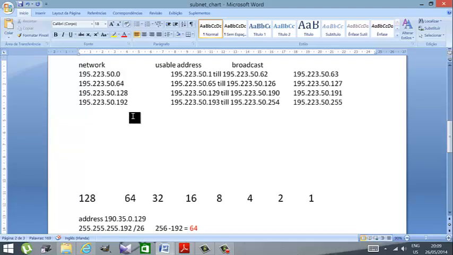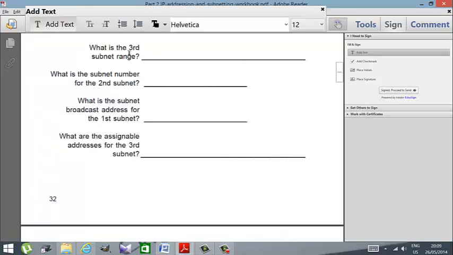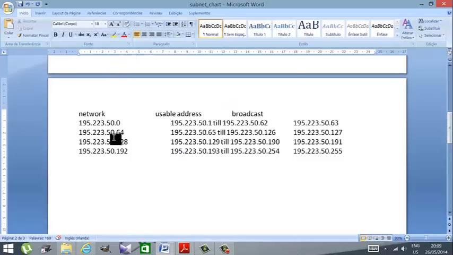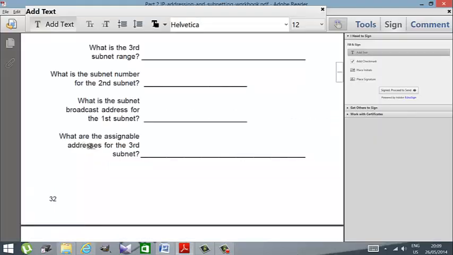So let's have a look at our questionnaire again. What's the third subnet range? First, second, third. The range goes from 128 until 191. So just copy and paste this answer for the third subnet range. So that's the range. What is the subnet number for the second subnet?